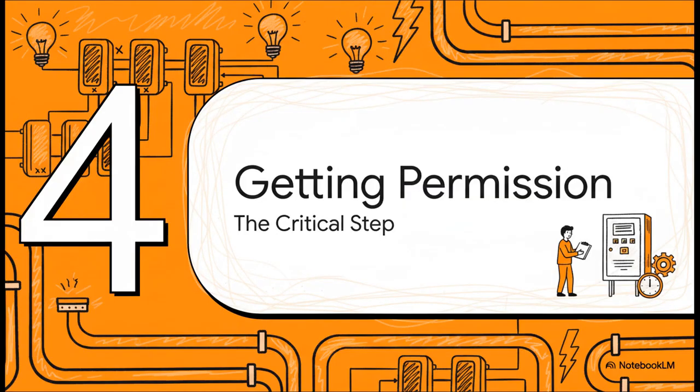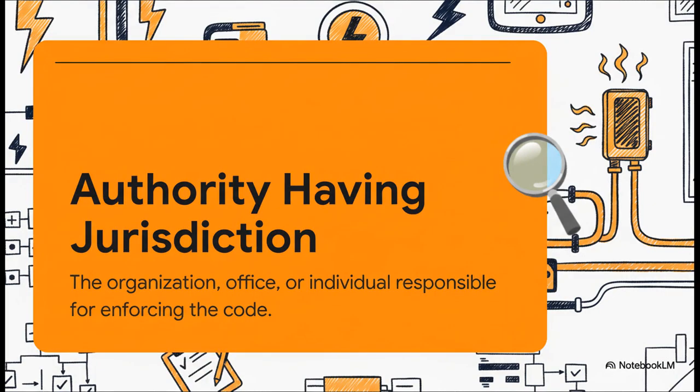Now, please listen closely because this is the most important part of this whole discussion. You cannot, I repeat, cannot just decide on your own to use this exception. It is not a loophole you can just use whenever you want. It's a formal process that requires getting official permission. You cannot skip this step. And who do you get this permission from? You get it from the authority having jurisdiction, or, as you'll always hear it, the AHJ. That sounds like a big, scary government agency, right? But 99% of the time, the AHJ is just your local electrical inspector. They're the one who has the final say on whether your plan is safe and up to code.